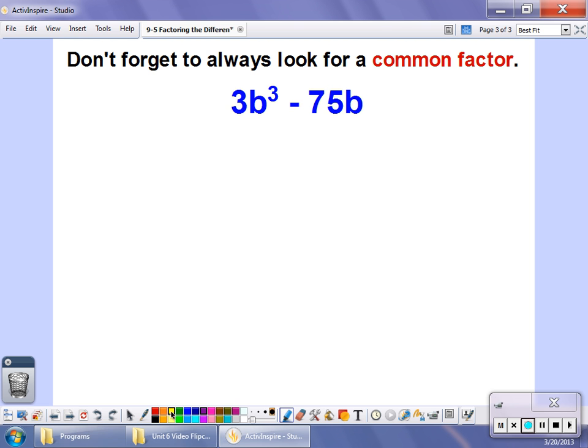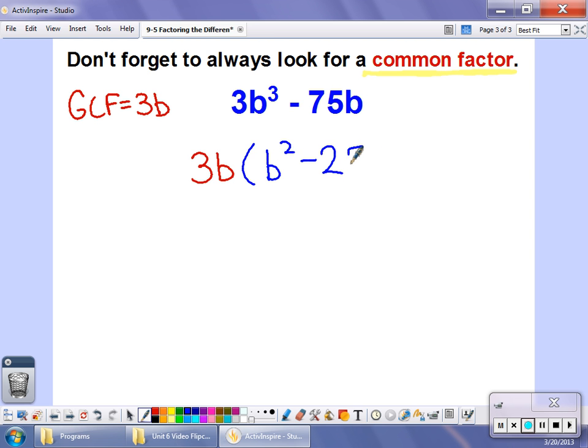The last thing you want to remember is that whenever you do any kind of factoring, you always want to look and see if you have a GCF. Okay? If I look at this problem, I see that my GCF is going to be 3b. Okay, so the first thing I want to do is take that 3b and pull it out of my problem. And when I do that, I'm left with b squared minus 25. Well, when I look at b squared minus 25, I see this is a difference of squares.